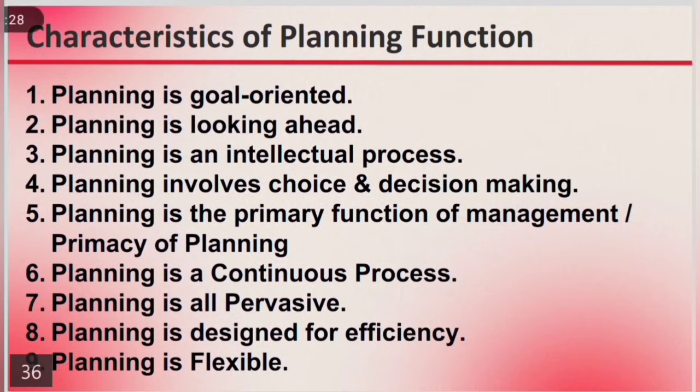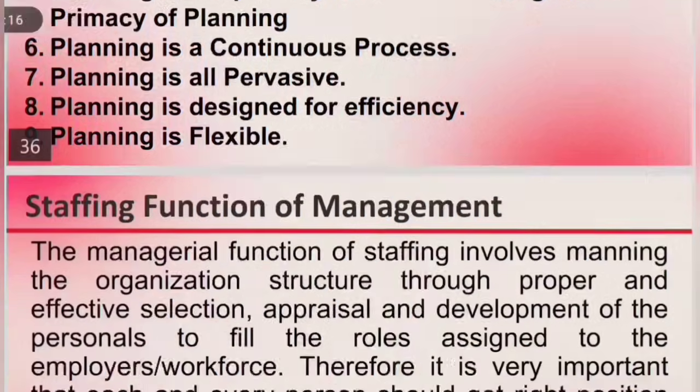Characteristics of planning function. Number 1, planning is goal-oriented. Number 2, planning is looking ahead. Number 3, planning is an intellectual process. Number 4, planning involves choice and decision making. Number 5, planning is the primary function of management, or primacy of planning. Number 6, planning is a continuous process. Number 7, planning is all pervasive. Number 8, planning is designed for efficiency. And number 9, planning is flexible.